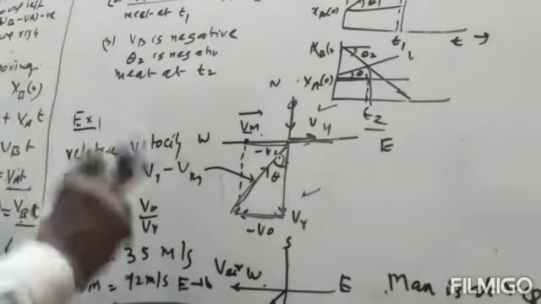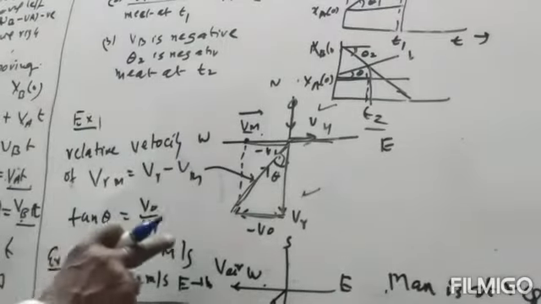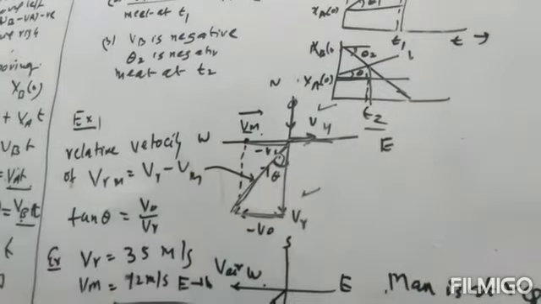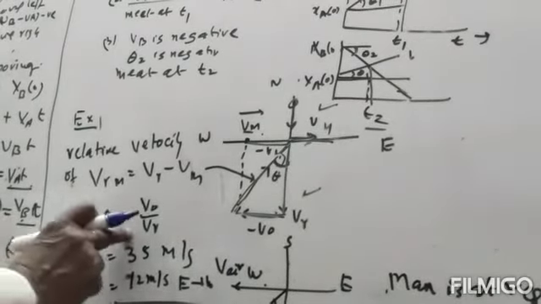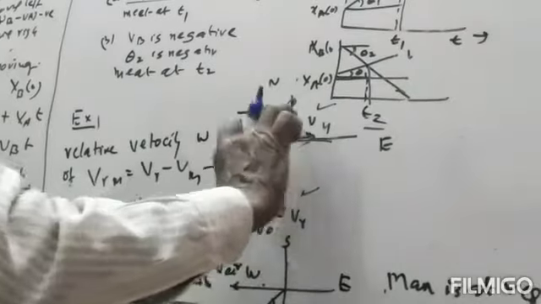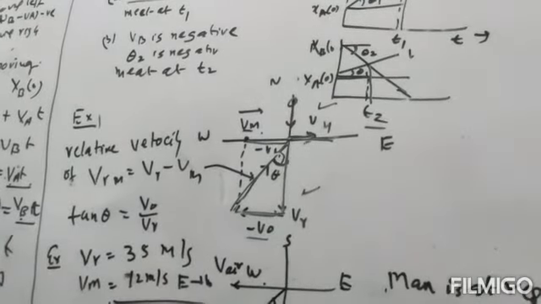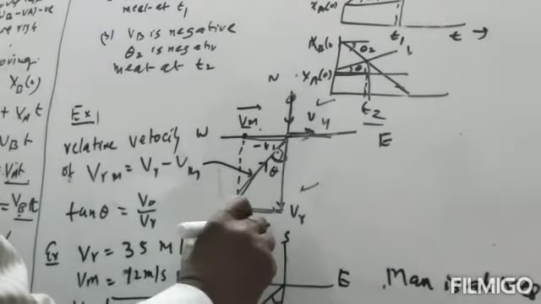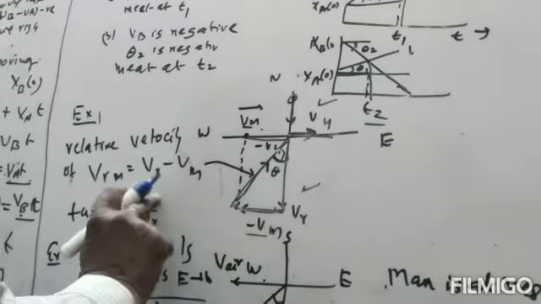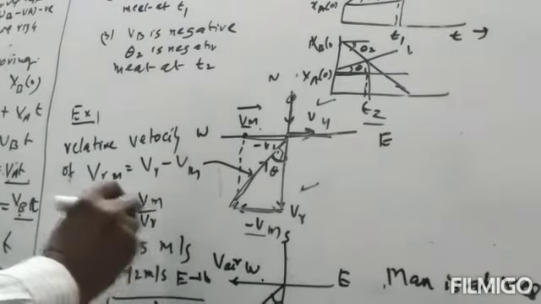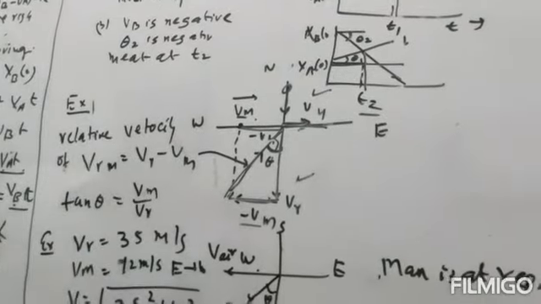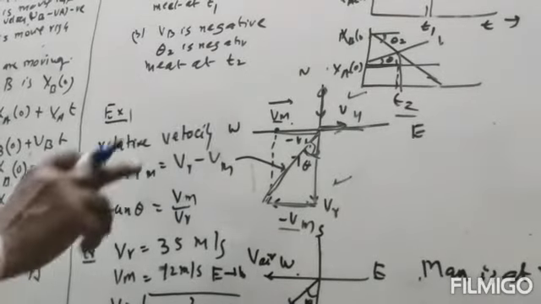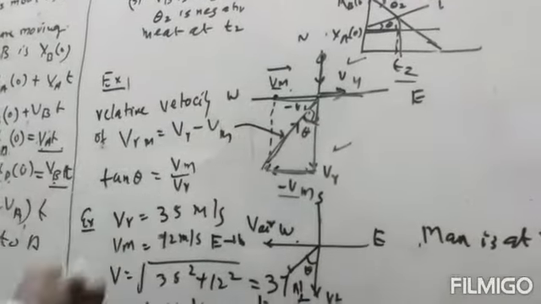In this case, the man is in motion. The man is not at rest. So the direction, angle theta, is given by tan theta equal to perpendicular by base, which means V man divided by V rain. This will be the direction. So you should hold the umbrella like this, and this angle will be with the vertical.